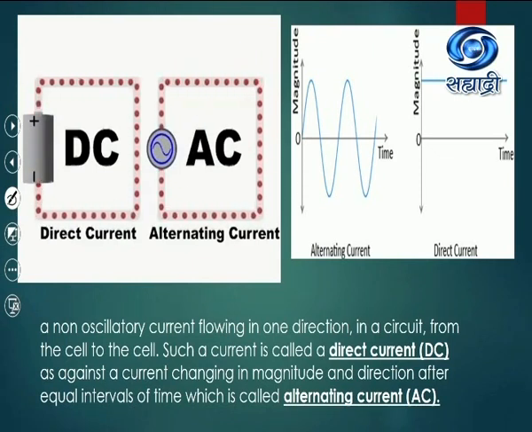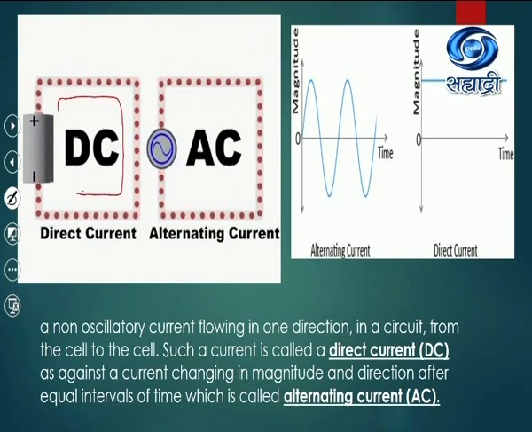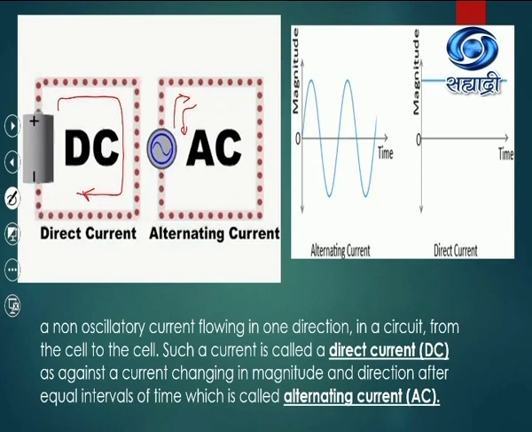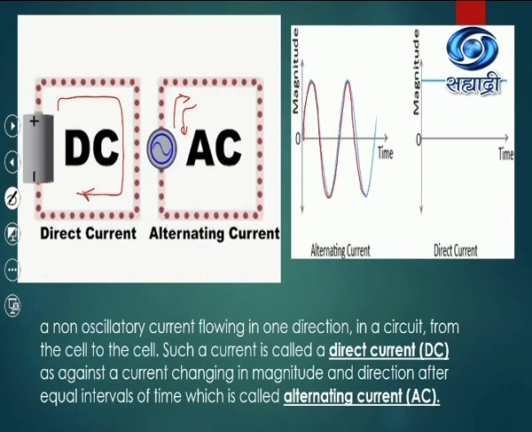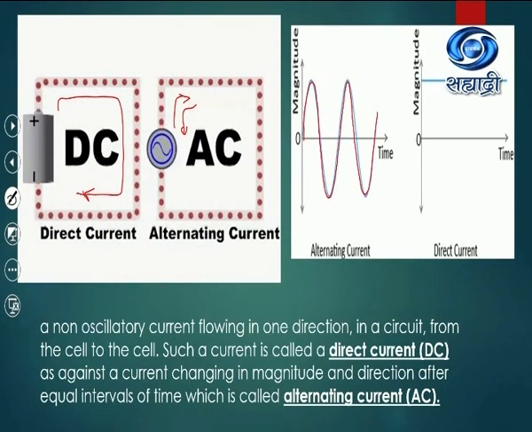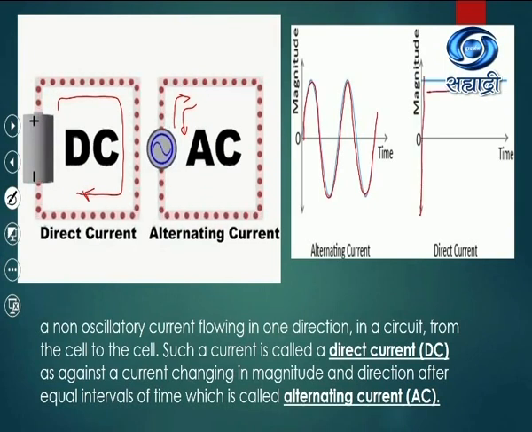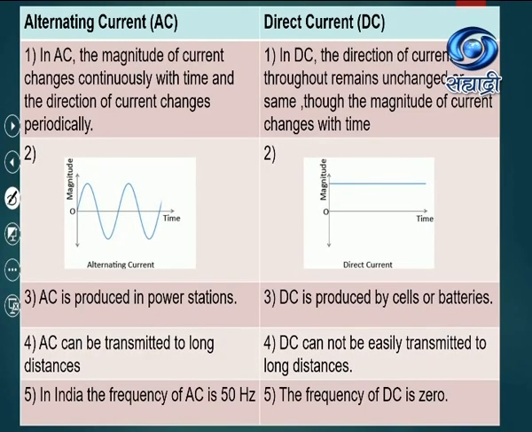So in this figure, you can observe that direct current is moving in one direction only, and alternating current is changing its direction like this after every certain interval. If you observe the graph, alternating current keeps on changing its direction every certain time interval, and in direct current, the direction is the same, it is not changing. So let us talk more about alternating current and direct current. This is the difference between AC and DC.